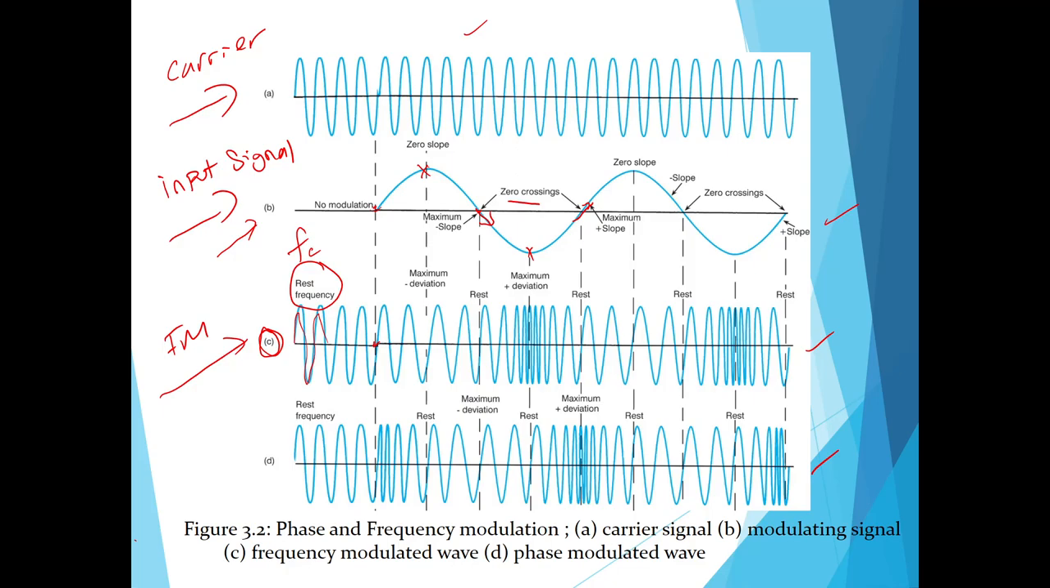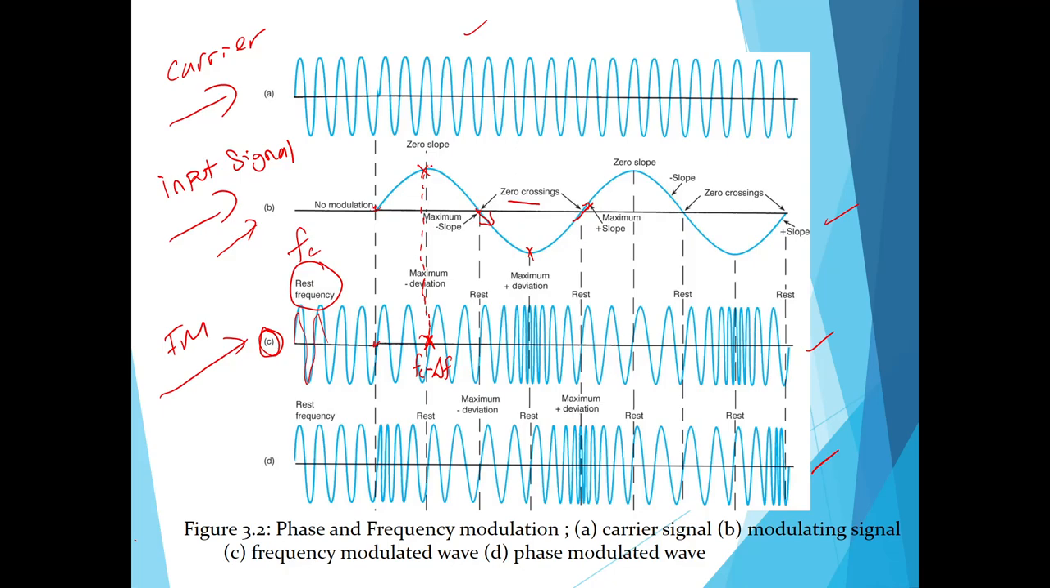the input signal moves from zero until maximum positive. So what happened is that at maximum positive, the frequency of the carrier will become the minimum, maximum negative deviation. So at this point, the frequency of the carrier becomes FC minus delta F. So the carrier frequency will be at the minimum value at this point.